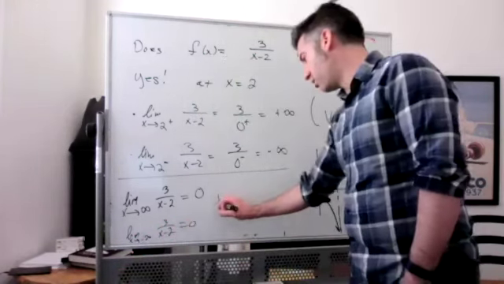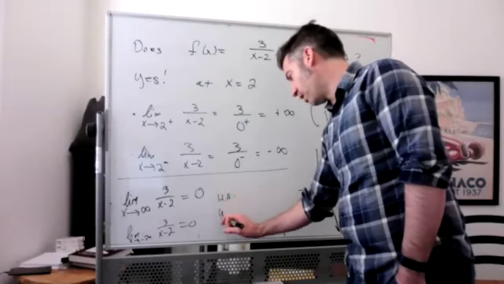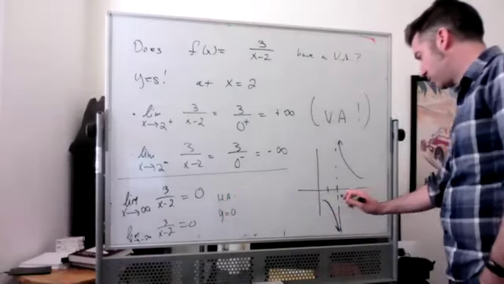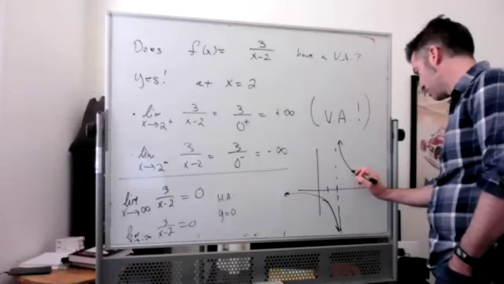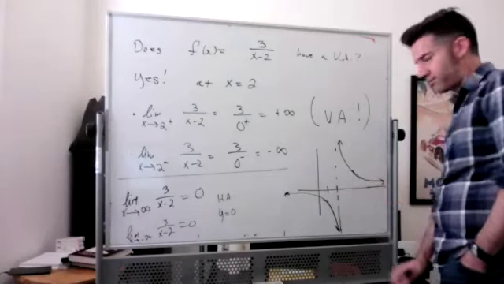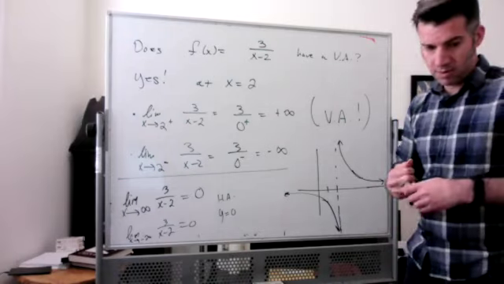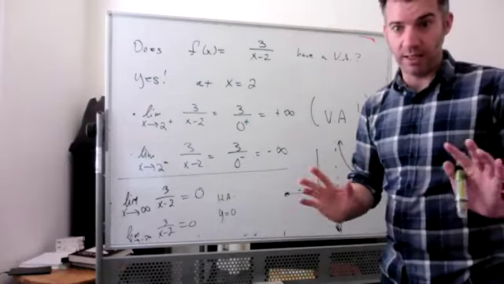So that means we have a horizontal asymptote of y equal to 0. So this graph is going to look kind of like this and like this. So that is very generally how we find asymptotes.